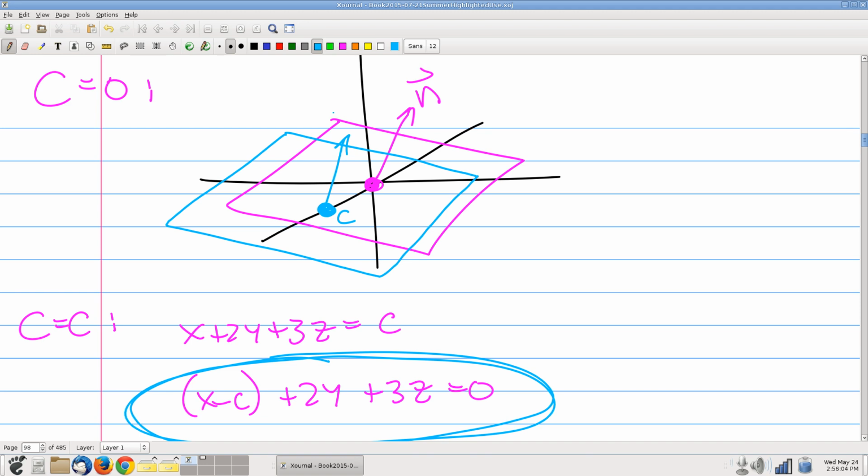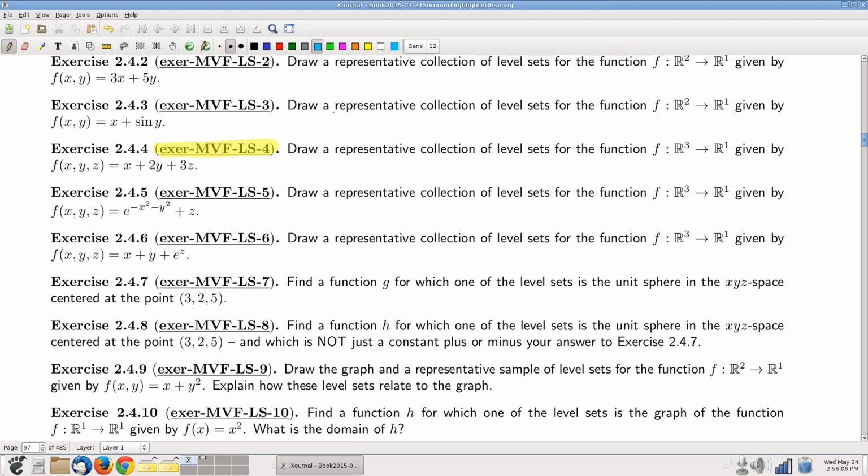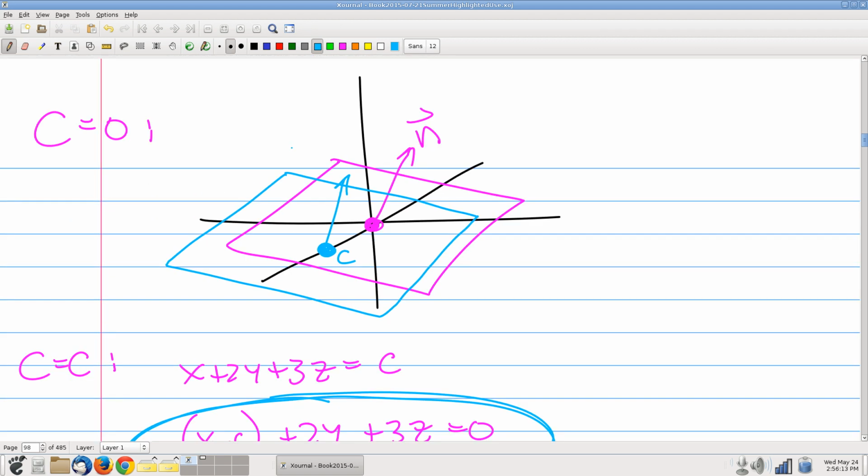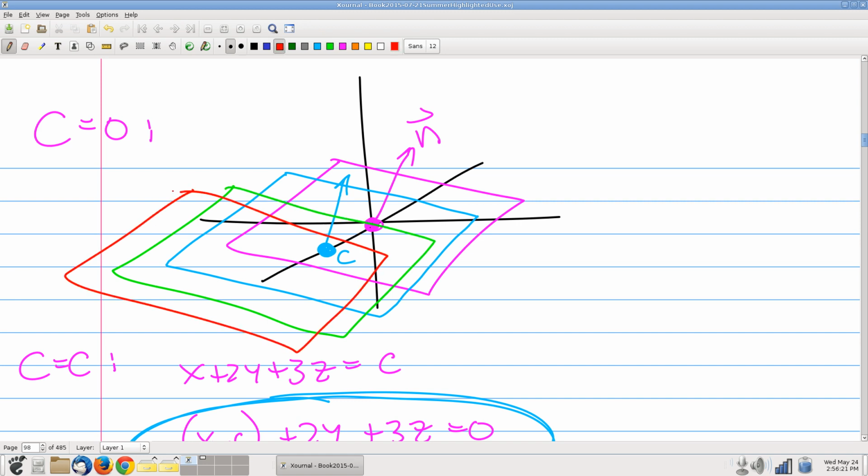Let's look at the phrasing of the question: draw a representative collection of level sets. We're good. If you wanted to be really thorough, you could draw a few more, following the pattern. They're going to look kind of like that.